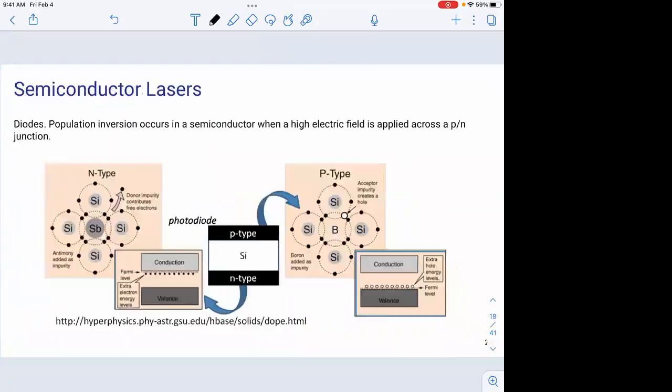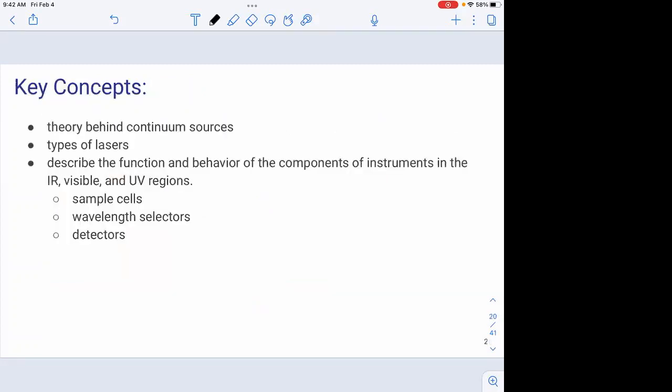All right. Other examples are things like semiconductor lasers. So these are diodes, right? Population inversion occurs in a semiconductor when a high electric field is applied across a p-n junction. So in this case, you're looking at your electrons hitting holes, which can turn into wavelengths of emitted light, photons, right? All right, semiconductor lasers are fine, but we'll continue.